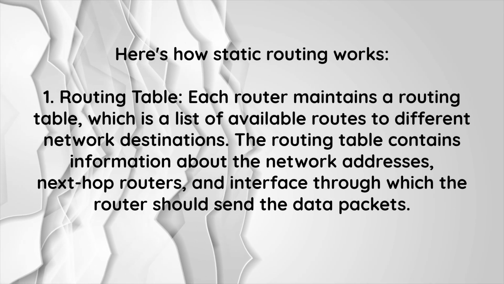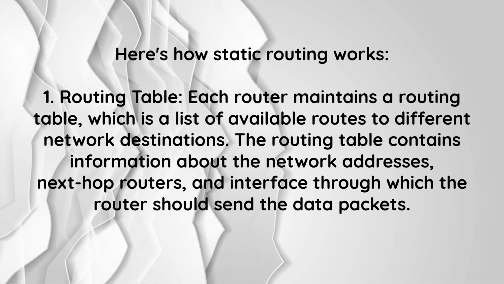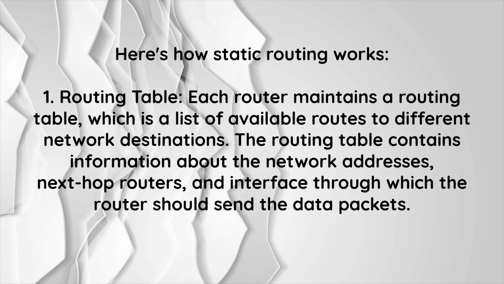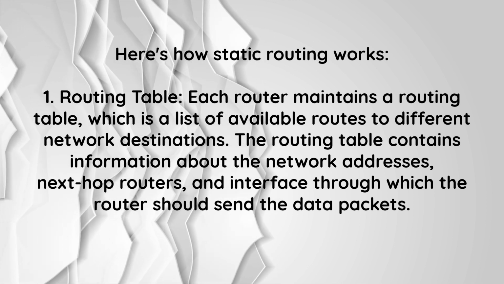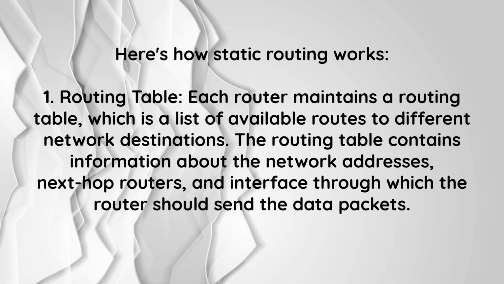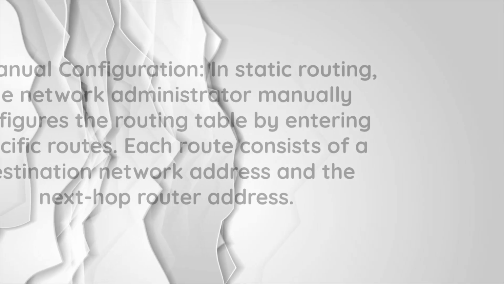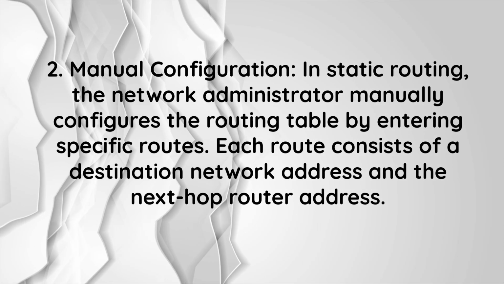1. Routing table. Each router maintains a routing table, which is a list of available routes to different network destinations. The routing table contains information about the network addresses, next hop routers, and interface through which the router should send the data packets.